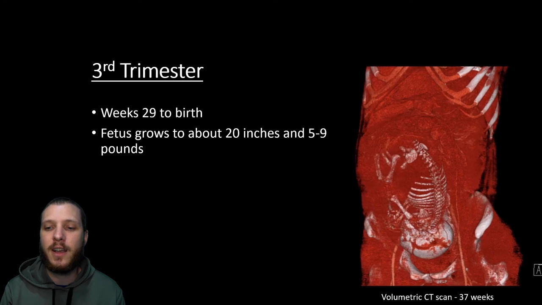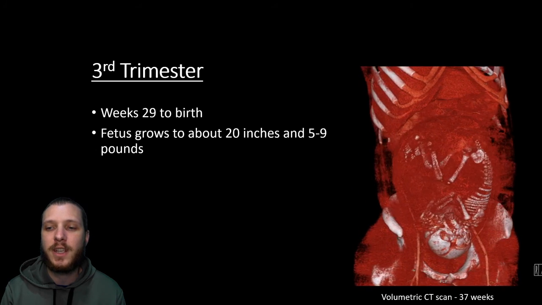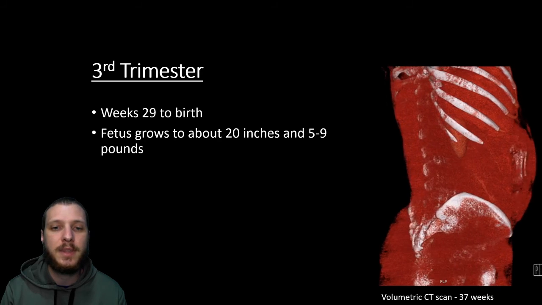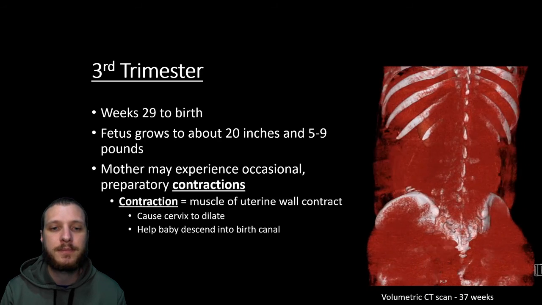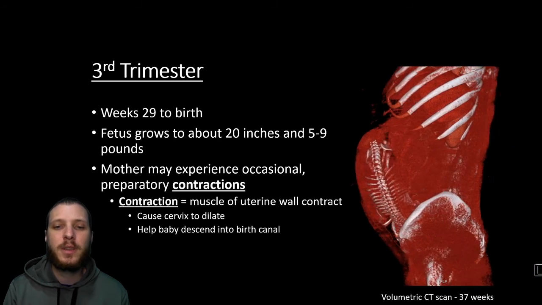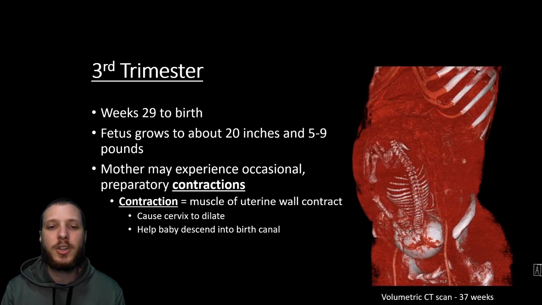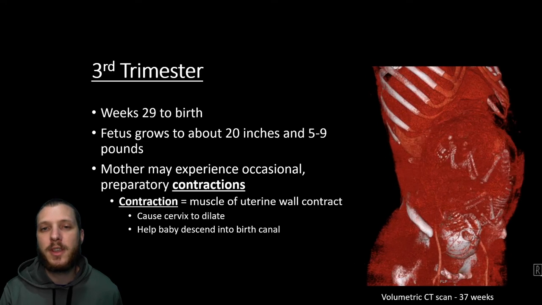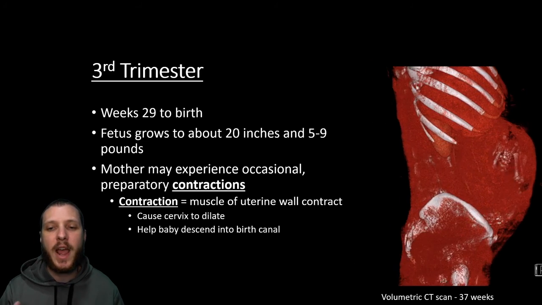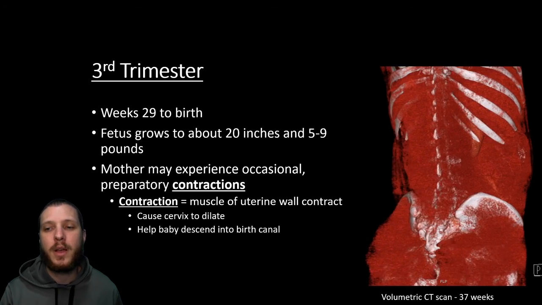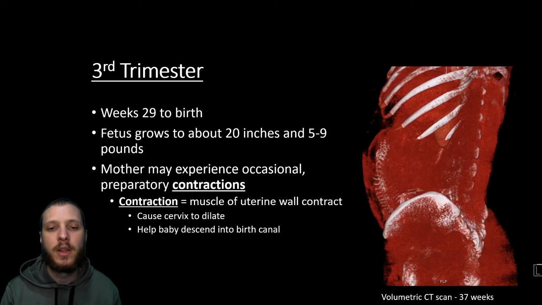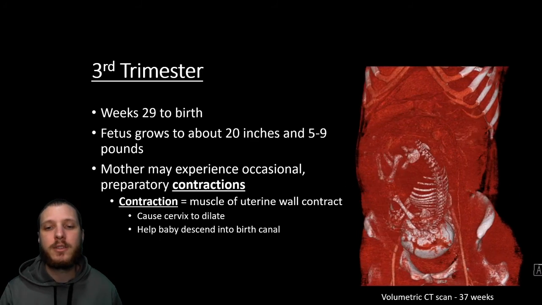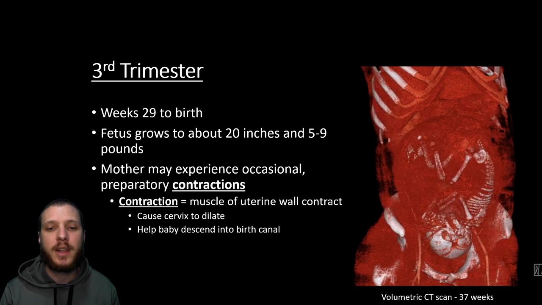But here you can see a volumetric CT scan at 37 weeks. You can see just how much space that baby takes up towards the end of it. And so at this point, the mother may experience occasional preparatory contractions. What a contraction is, it's those muscles of the myometrium beginning to contract to prepare and help push out that baby during labor. The cervix is also going to dilate, meaning it's going to open up to accommodate the exiting of that birth canal.